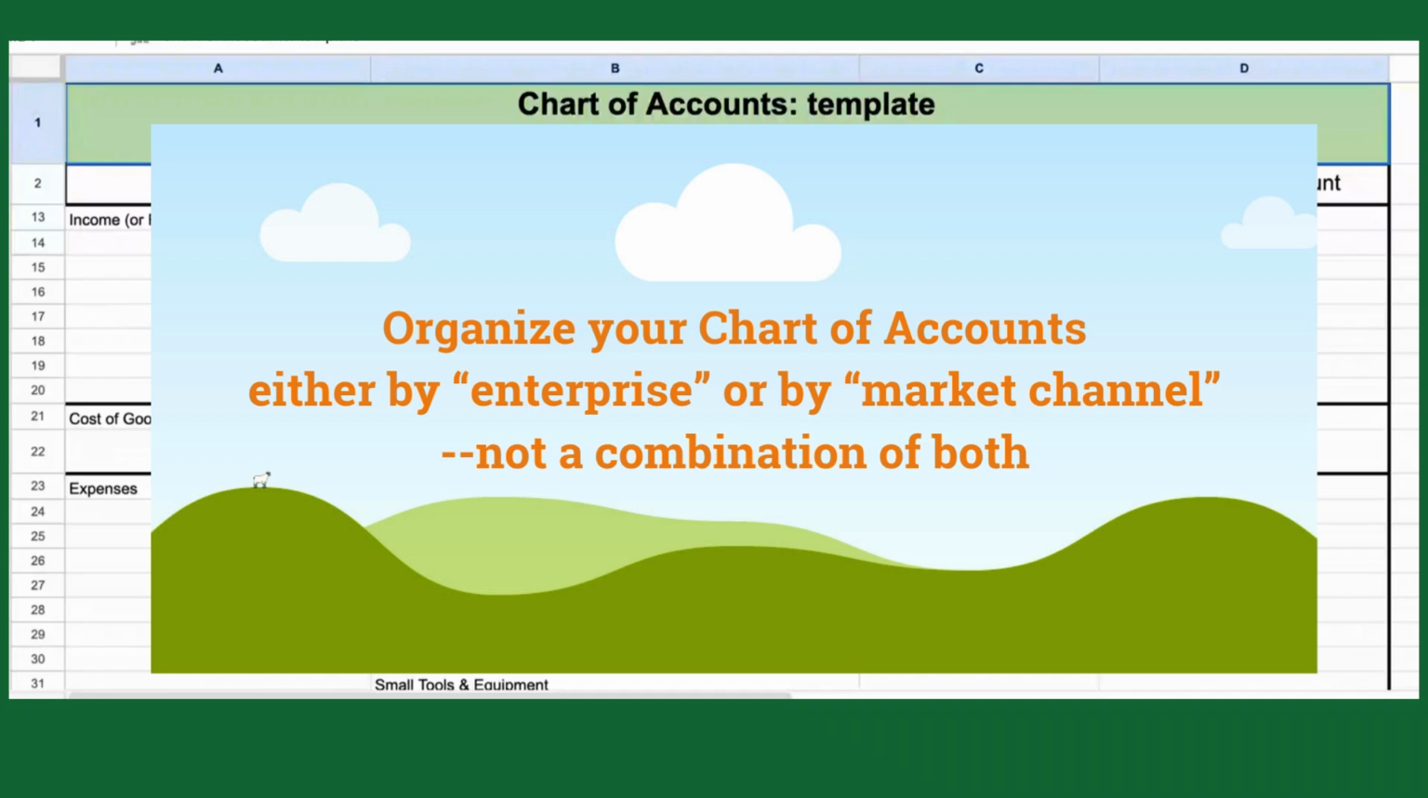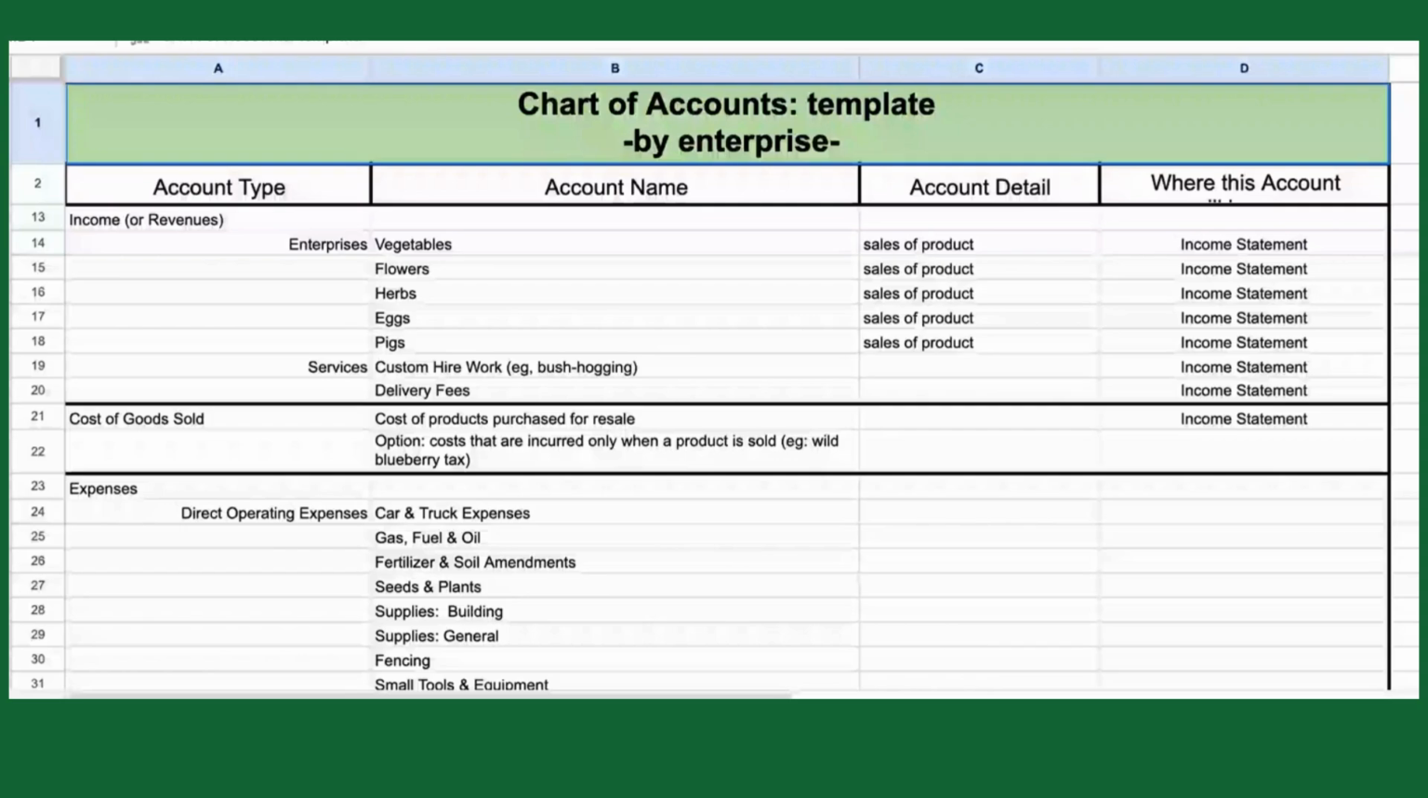A combination of both will often lead to mistakes or inconsistencies when inputting your data, and can muddle the clarity of the financial analysis that comes out of it. You want a structure that allows you to view enterprise data separate from market channel data. So set up your income accounts by whichever one makes most sense to you. Your primary farm business may best be defined through your enterprises, or they may be best defined through your market channels. Choose whichever lens fits best for your operation and your comprehension of what you do.